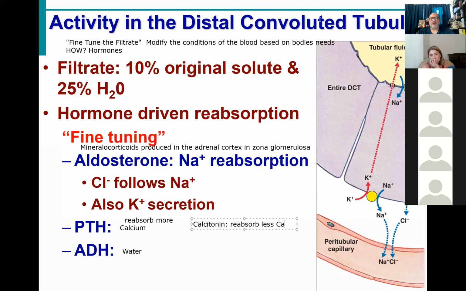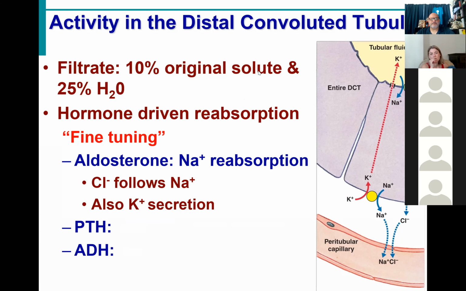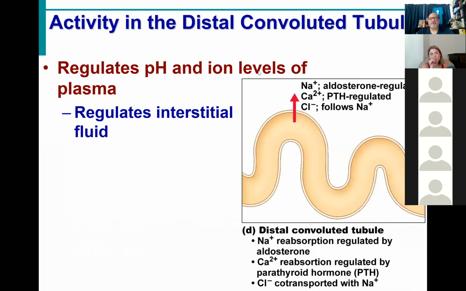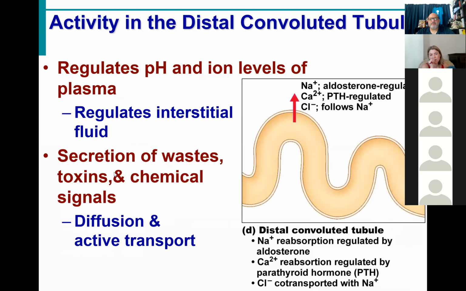And really that's what we're doing. We think of it in terms of fine tuning the filtrate, but really what we're doing is modifying the conditions of the blood. We are fine tuning the blood, making sure that the blood is clean and appropriate. That is what we are looking for here in the distal convoluted tubule. So again, get rid of hydrogen, bring back bicarbonate, regulate the interstitial fluid. But also in the distal convoluted tubule, this is one of the areas where we are going to get rid of many of the important wastes.